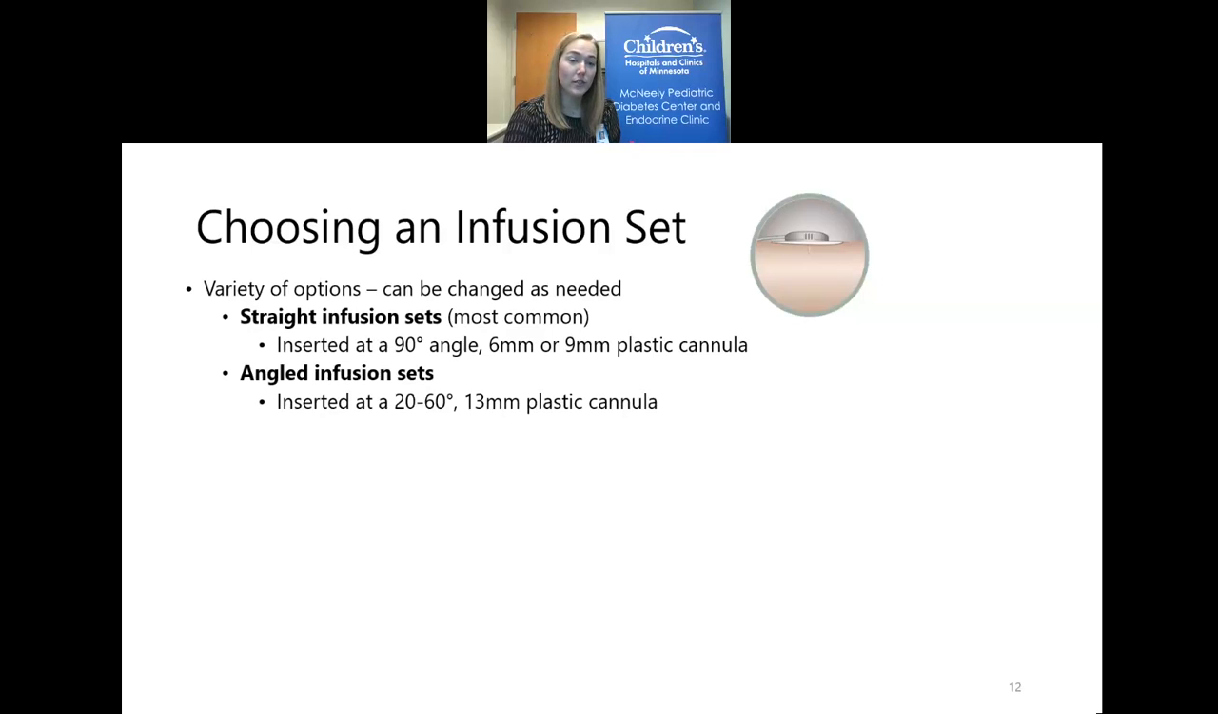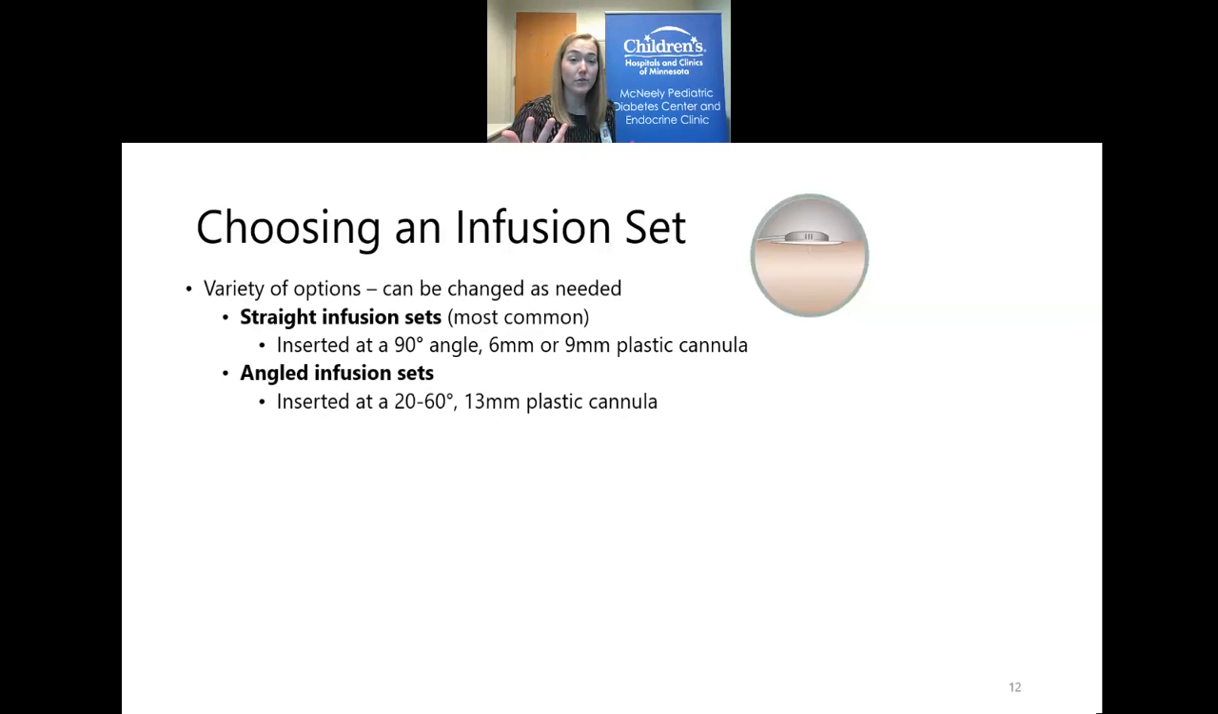For our angled infusion sets, they are a longer plastic cannula. It's 13 millimeters, so about a little over double the length. And the purpose of that is, since you're going in so shallowly under the skin, we want to make sure it's long enough that it doesn't accidentally pull out, because that's no fun to have your insertion set pull out early. So it is a little bit longer.